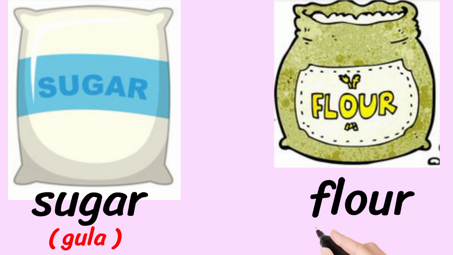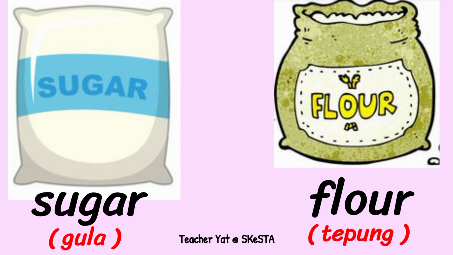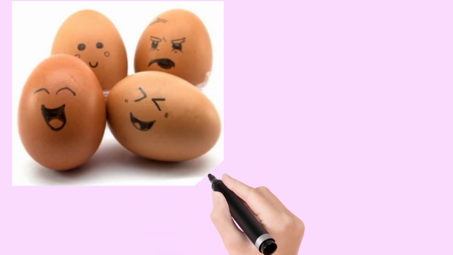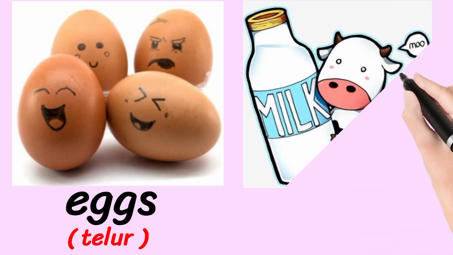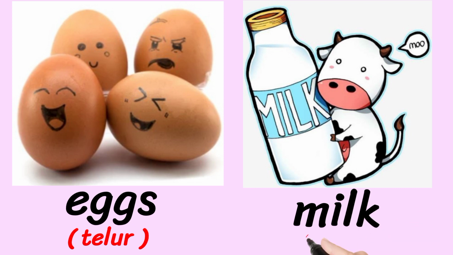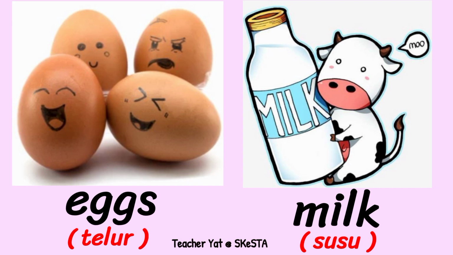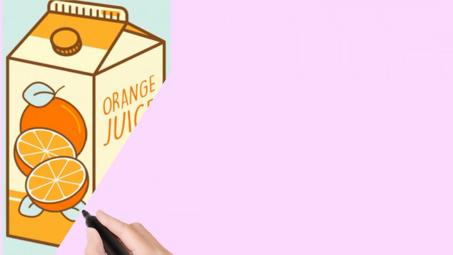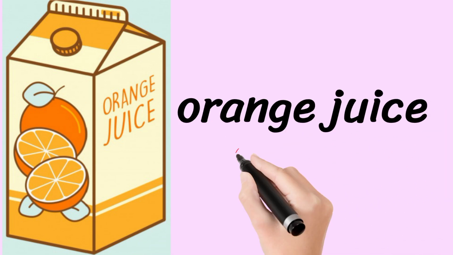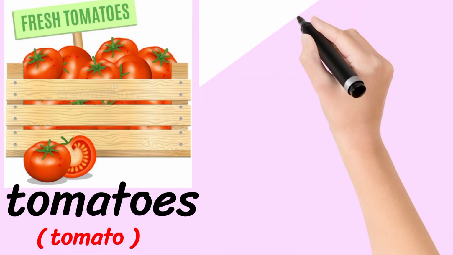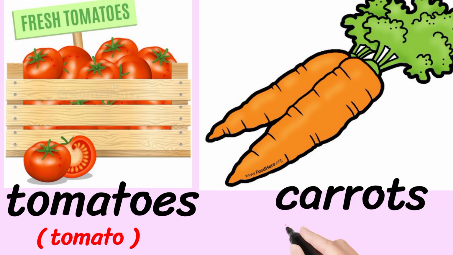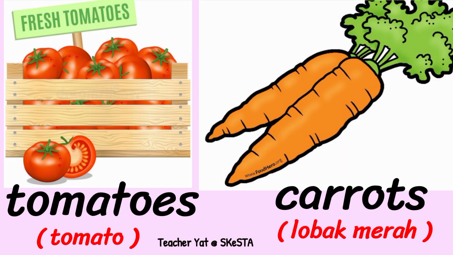Flour, tepung. Eggs, telur. Milk, susu. Oranges, juice orange. Tomatoes, tomato. Carrots, lobak merah.